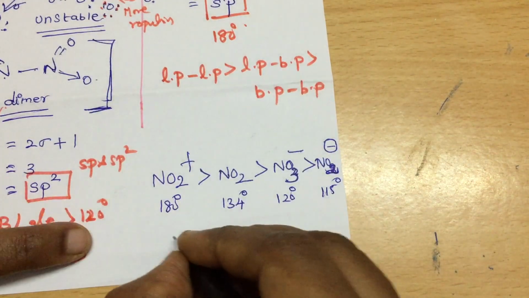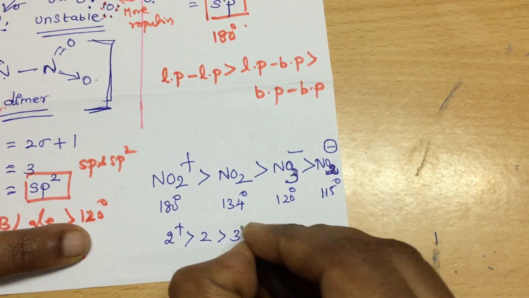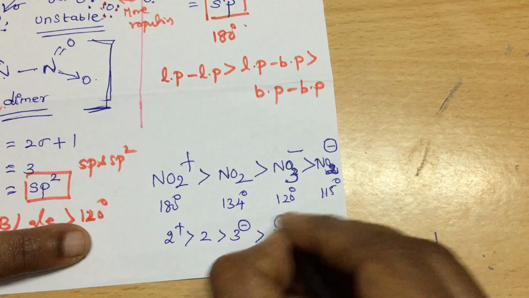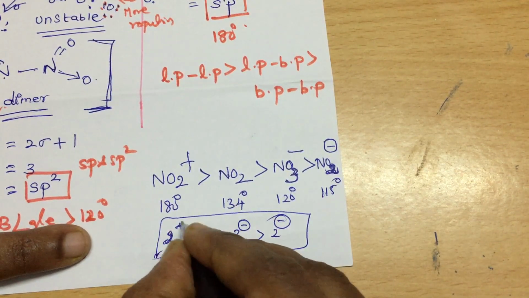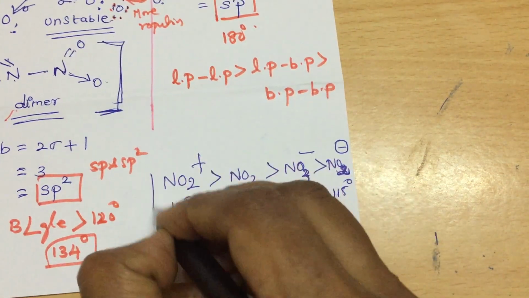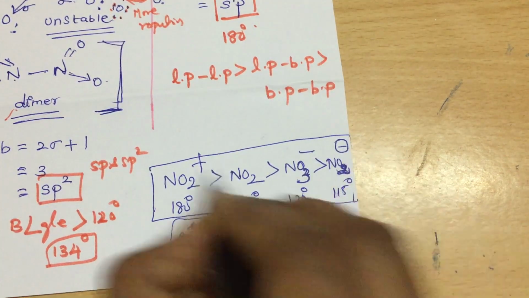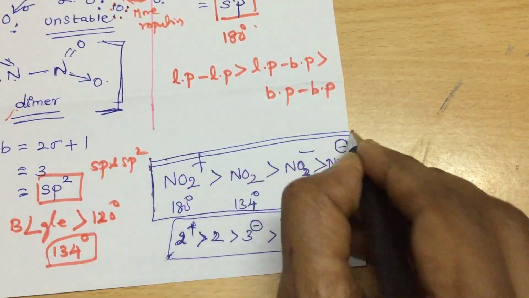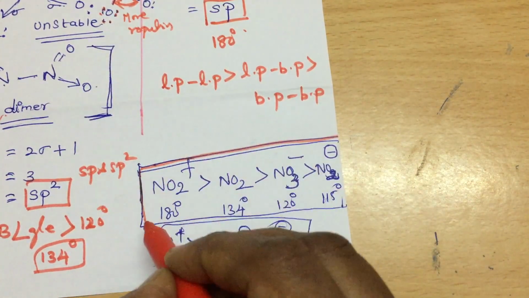So how can you remember? NO2 plus, NO2, NO3 minus, NO2 minus. Don't confuse yourself. So please remember this. This is your bond angle. NO2 plus will be the species having the largest bond angle.